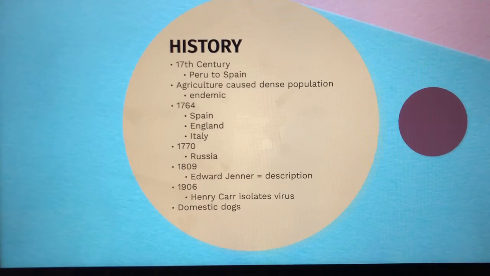So by 1809, a man named Edward Jenner published a description of the physical traits of the disease, and some of the medical things that were known about it at the time with the limited knowledge they had back then. And then by 1906, a man named Henry Carr was the first to actually isolate the virus. So he made a lot of great leaps in further understanding the virus and how it worked.